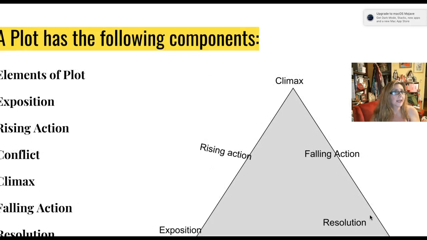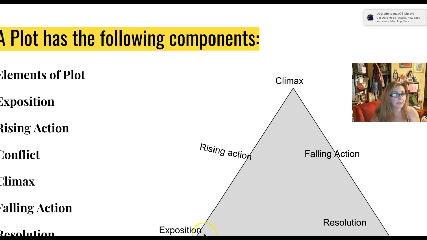So the plot has the following components. For those of you who have taken my English 101 class or my English 1A class or my previous classes, I've talked about this, but we're going to look at it in much more detail in English 102.